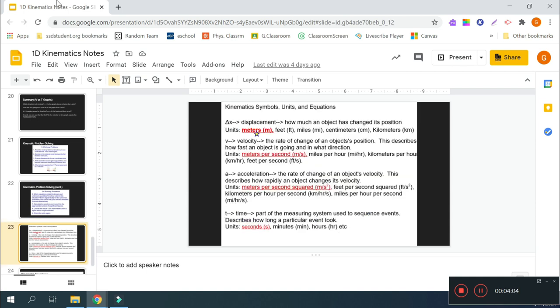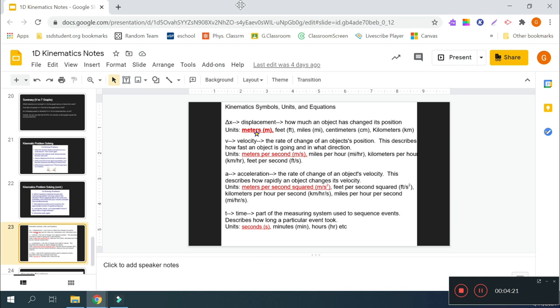This is just a quick summary of the different quantities that we talk about when we're studying kinematics. So we have displacement, velocity, acceleration, and time. Those are really the big four when we're talking about kinematics.